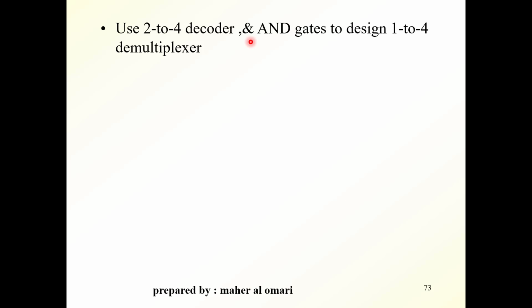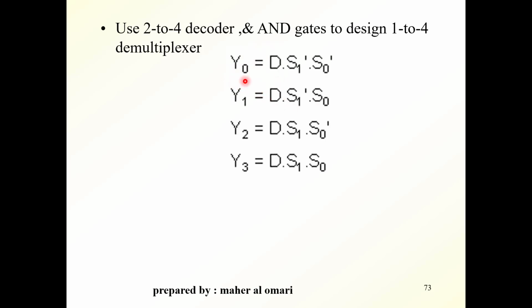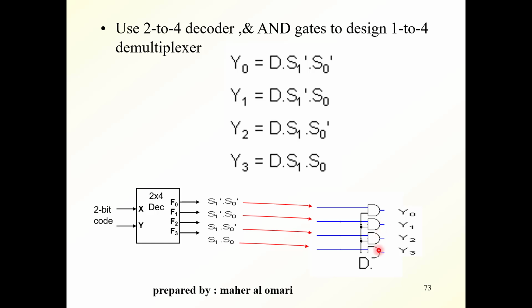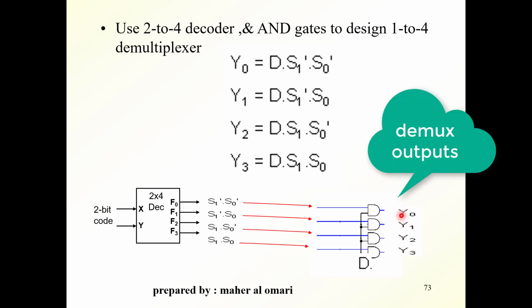Use a 2 to 4 decoder and AND gates to design a 1 to 4 demultiplexer. Remember the equations for the demultiplexer. The output of the demultiplexer is equal to the input D ANDed with S0 bar, S1 bar. And Y1 is equal to this, Y2 is equal to this, Y3 is equal to this. So what we need is a 2 to 4 decoder, and these are the outputs. Here, take this output and AND it with D. Connect it to an AND gate with the input D. The same with this, the same with this, the same with this. So you need 4 AND gates. This is 1, 2, 3, and 4. And this is the input D that is ANDed with the output of the decoder. This complete circuit is a 1 to 4 demultiplexer. This is the input, and these are the outputs of the demultiplexer, and these are the 2 select lines for the demultiplexer.